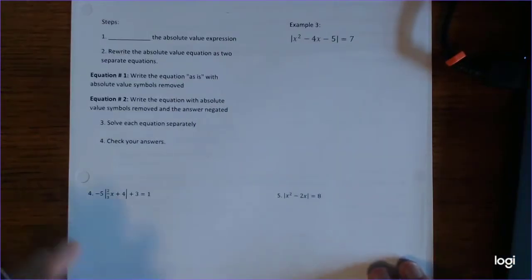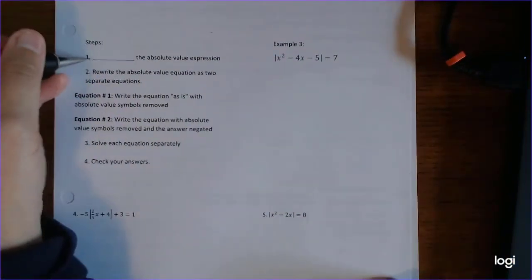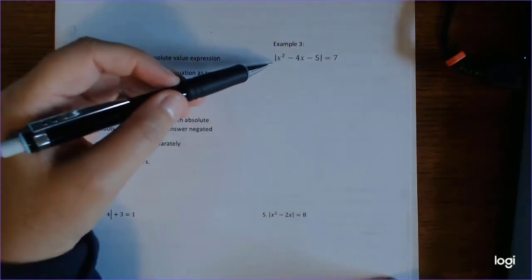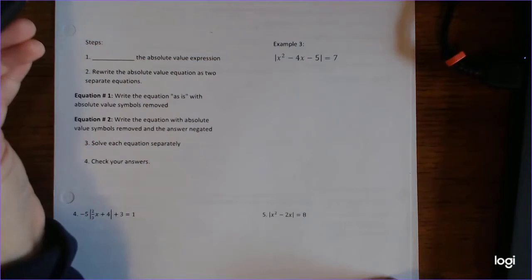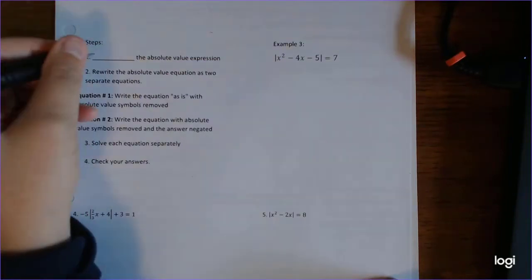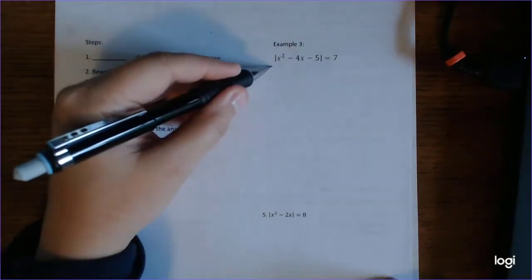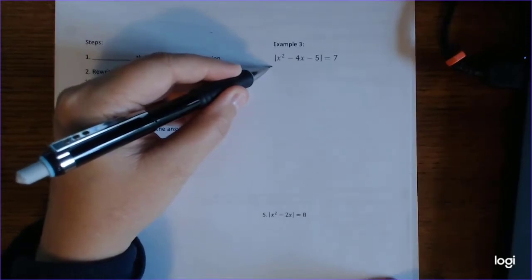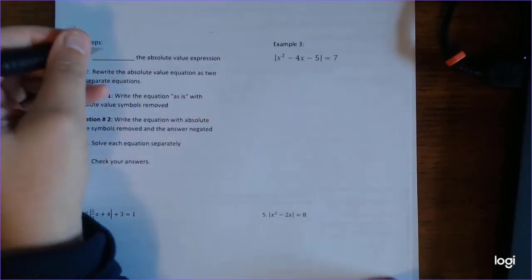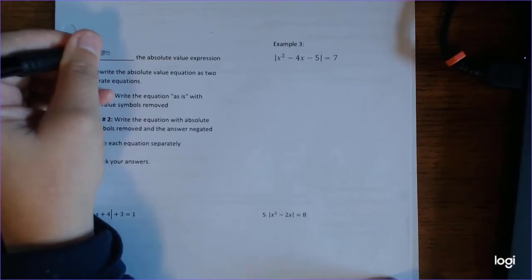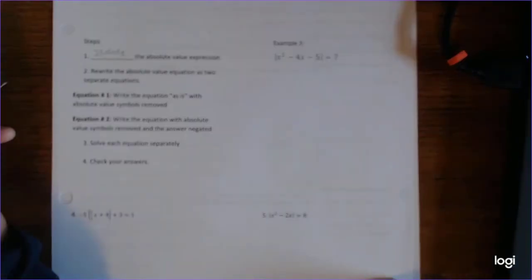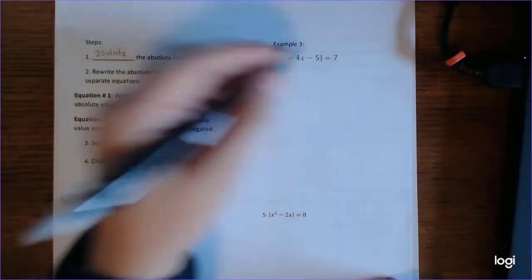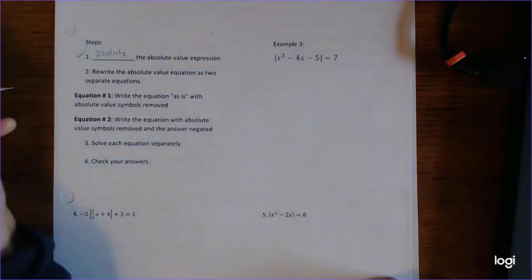Okay, next example, example 3, we got a little bit more going on here. We have a quadratic, and I'll keep sliding in the quadratic so we can remember how to solve them. But it's an absolute value equation. So you have to look at that and say, oh, I have an absolute value equation. And so step 1, I have to isolate the absolute value. Well, if you look, it's already isolated. There's nothing else on the outside of it. So that step is done.